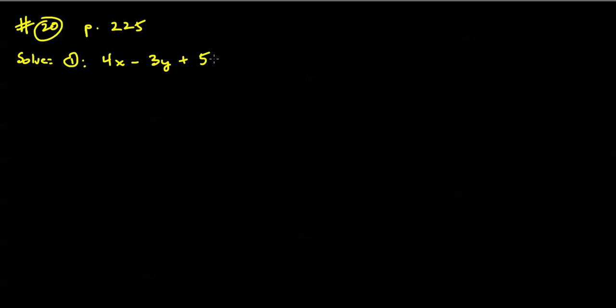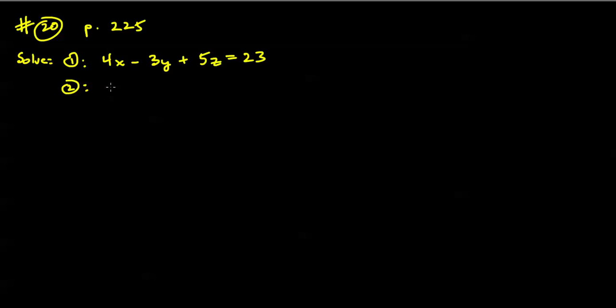This is also in your homework set. This is number 20 on page 225. Solve the following 3 by 3 system. Well, let me give you equation 1. 4x minus 3y plus 5z equals 23.